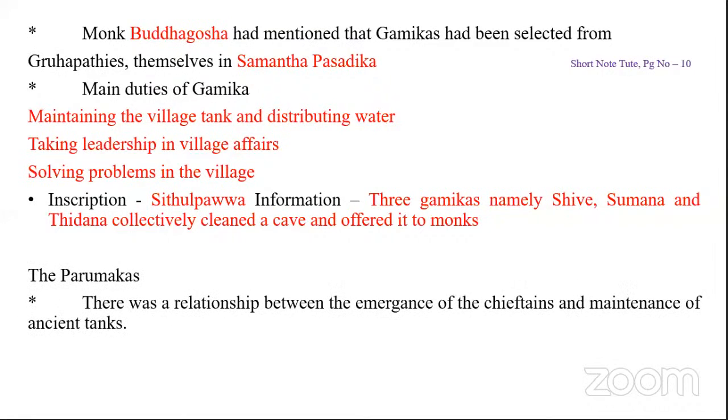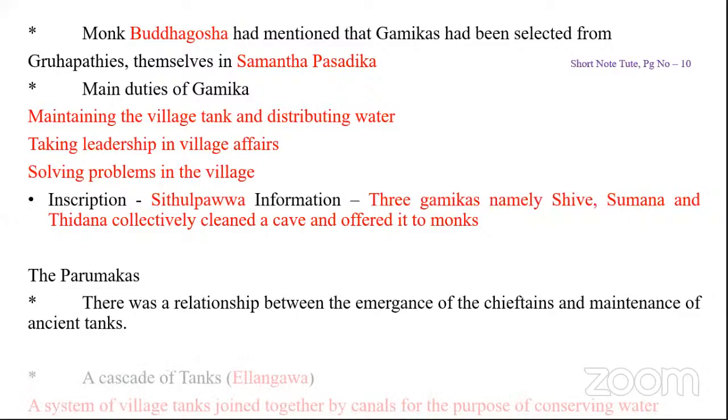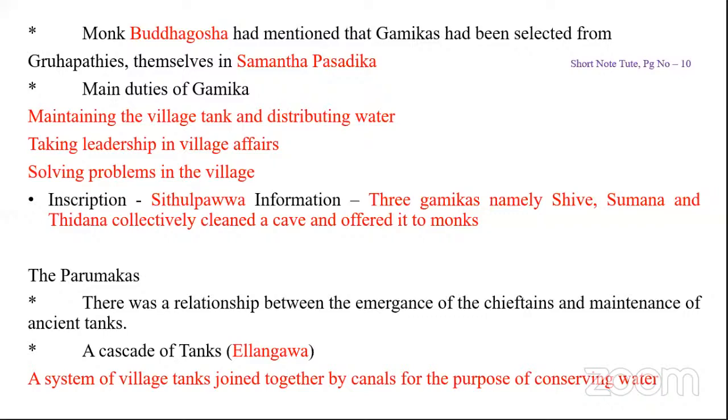And the Parumakas. Parumaka was a regional ruler. So how did a Parumaka emerge? Now we understood how a Gamika emerged: out of all the village and family leaders, the one who possessed the wealth, the extra production, became the village leader. How was a Parumaka born? The birth of the Parumaka and the tank system have an interconnection. So what is a cascade of tanks? It's known as Ellanga, a system of village tanks joined together by canals for the purpose of conserving water.